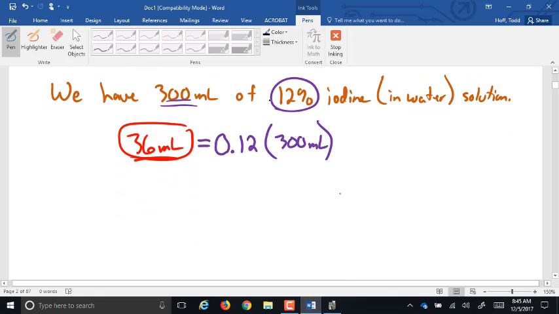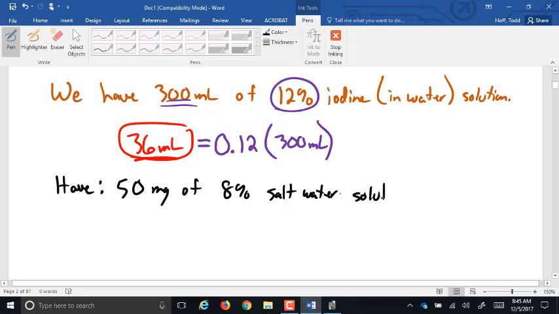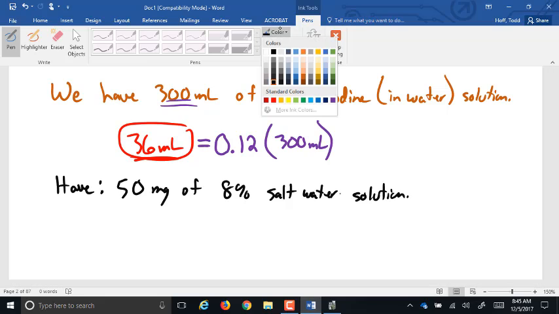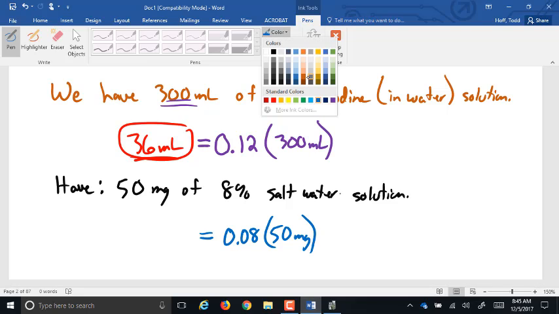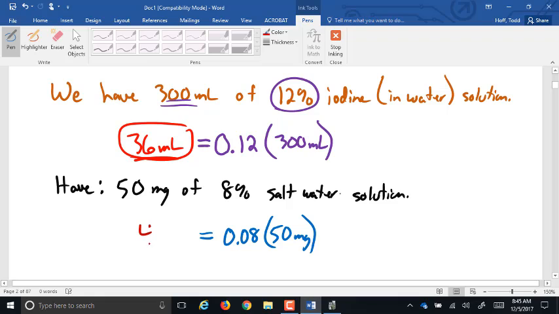Similar to that, we might have 50 milligrams of 8% saltwater solution. How much salt is in that solution? What's my concentration? 8% becomes 0.08 times 50 milligrams. 0.08 times 50 is 4 milligrams.